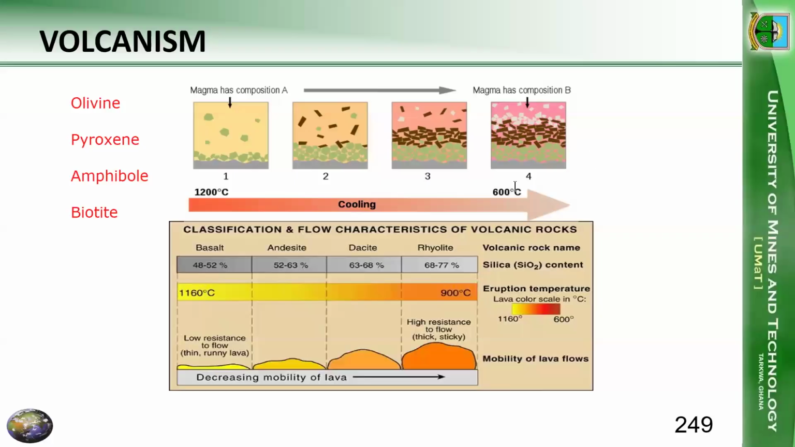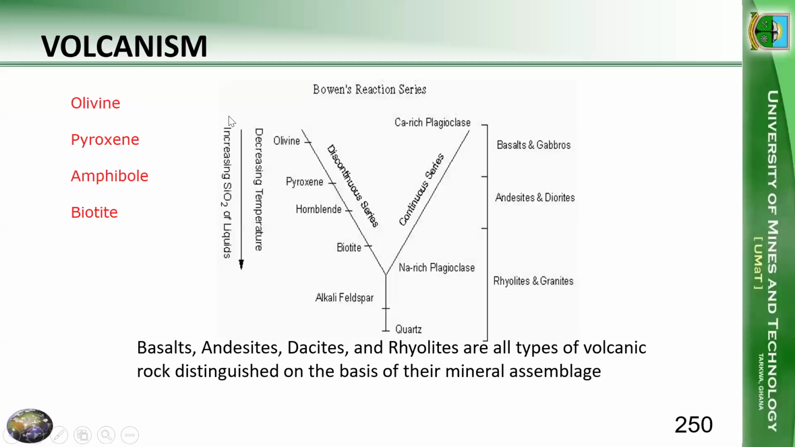So here we have this Bowen's reaction series. Olivine, pyroxene, and amphibole. Hornblende is a type of amphibole. Then biotite. And then we also have, at the same time, calcium-rich plagioclase and sodium-rich plagioclase.